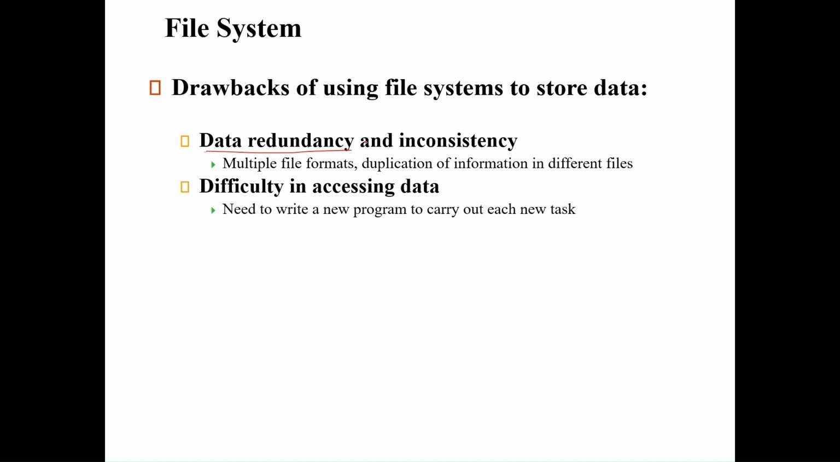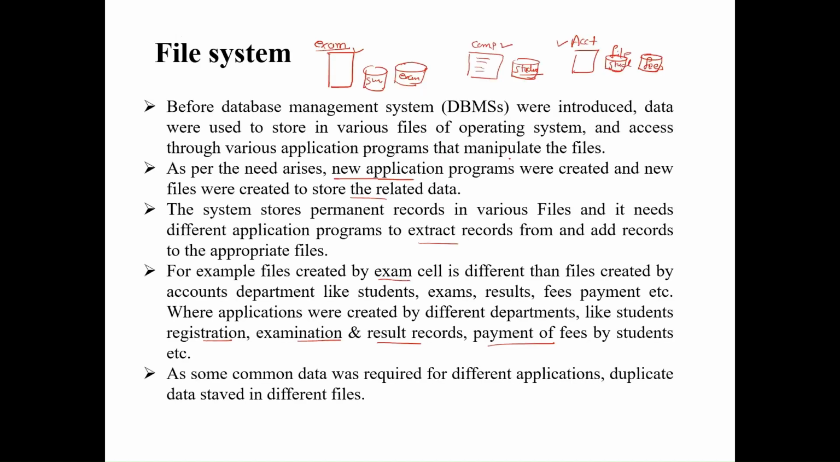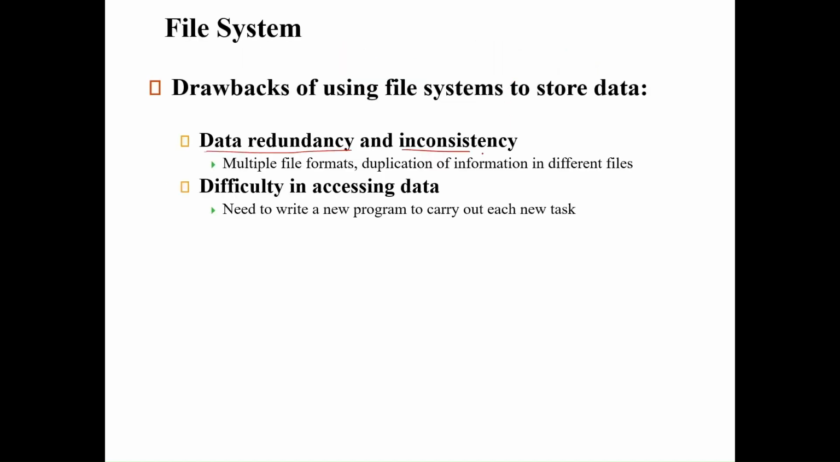And because of the data redundancy, we can say that there is data inconsistency. Data inconsistency means if the students' data is there in the exam cell and also in the computer department and also in the accounts cell, and if the student address is now changed, we need to change it in all the files. If we change the student address in the exam cell but not in any other files, then there is a problem of data inconsistency. So if the data is redundant, then there is a chance of data inconsistency. Inconsistency means incorrect.